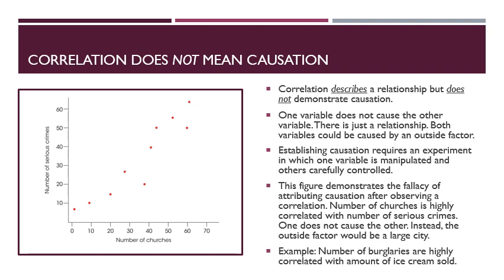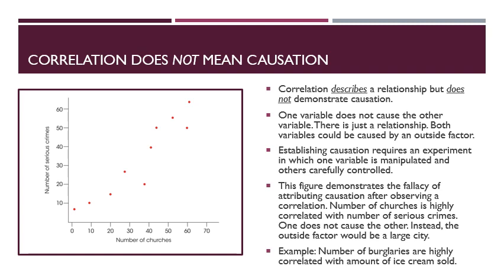Correlation describes a relationship only. One variable does not necessarily cause the other variable. Both variables could actually be caused by an outside factor. Establishing causation would require an experiment in which one variable is manipulated and others carefully controlled. We don't have that in correlation.